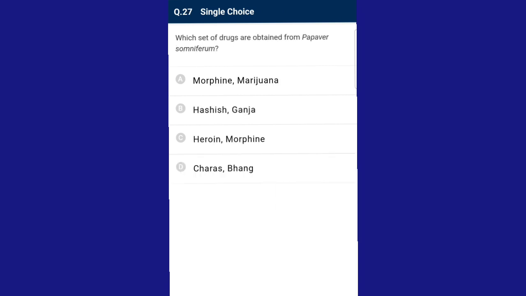Question number 27. Which set of drugs is obtained from Papaver somniferum? From Papaver somniferum, heroin and morphine are obtained. The majority of abused drugs are opioids obtained from Papaver somniferum, for example morphine, a very effective sedative and painkiller in patients undergoing surgery. And heroin is commonly called smack, a white, odorless and bitter crystalline compound, chemically diacetylmorphine. So the answer is option C.